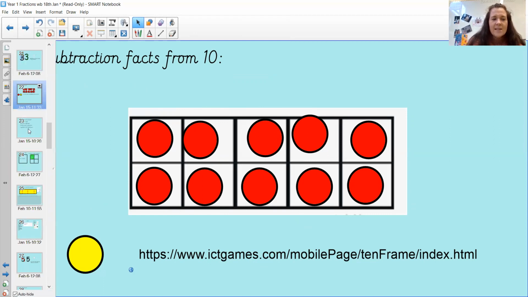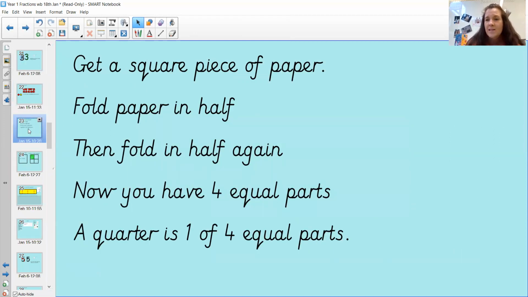Okay, so as I said, today we're going to be thinking about quarters. So if you haven't already, this is a good time to go and get yourself a piece of paper, preferably square, because squares are a little bit easier to fold and to work with.